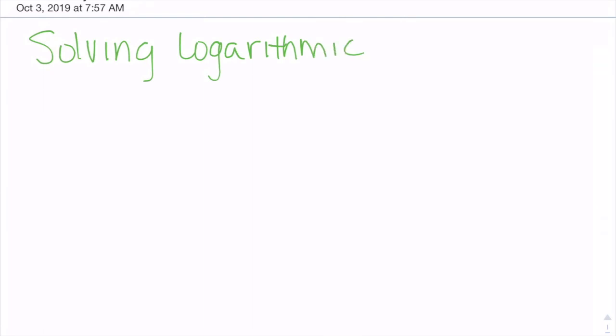Today we're going to talk about solving logarithmic equations. And so I'm going to start off by giving you some steps. So step 1 is we want to isolate the logarithmic term.